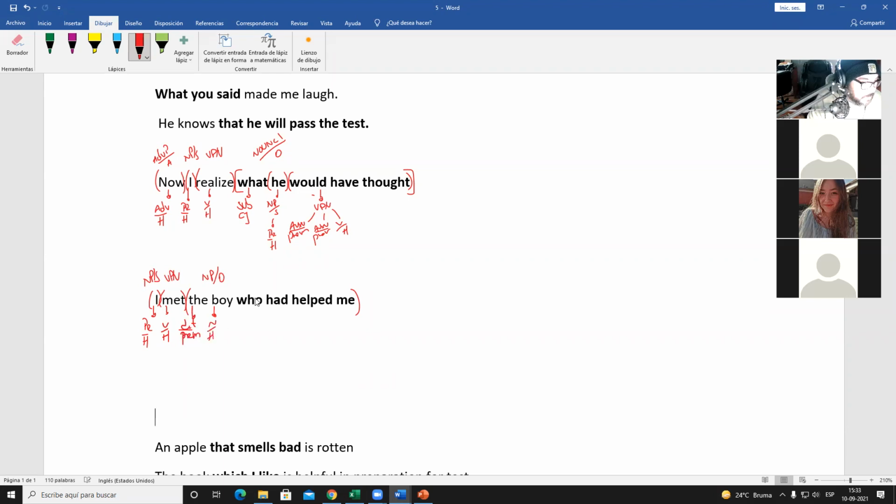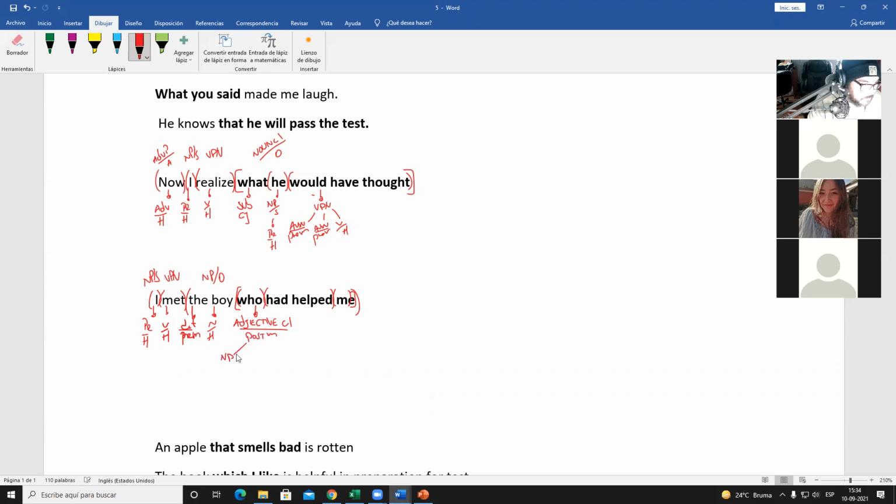boy is our noun head, and then we have our adjective clause, and in some other places they call it relative clauses. In fact, they call it relative clauses. Then I'm going to look for the verb phrase, had helped, then the subject, and then the object. This whole stuff, it is an adjective clause. I'm going to write down the entire name, adjective clause. The question is, do I need it or not? I met the boy. I don't think, therefore, is a post modifier because it's optional.